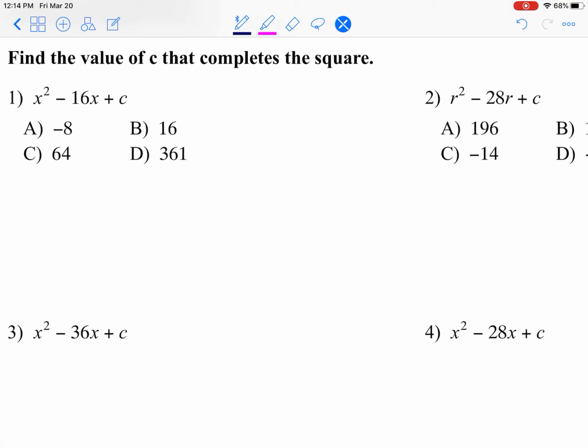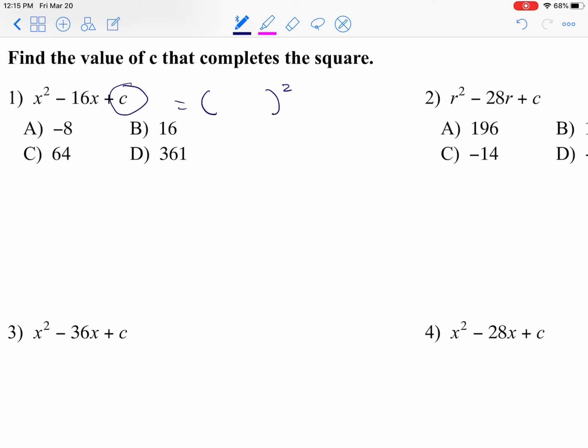Completing the square is where we're trying to make the expression that they give us, or the part of an expression that they give us, become a perfect square trinomial so that it will factor into a binomial squared. In other words, we want to find out what number right here will let us factor into a binomial square like that. Real simple. Finding that value is not hard at all.